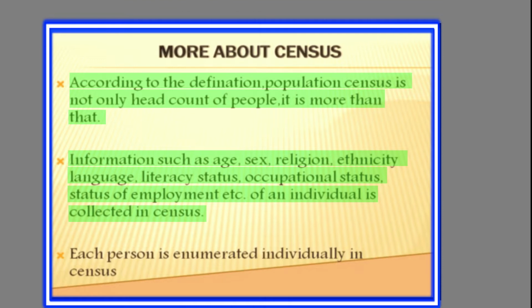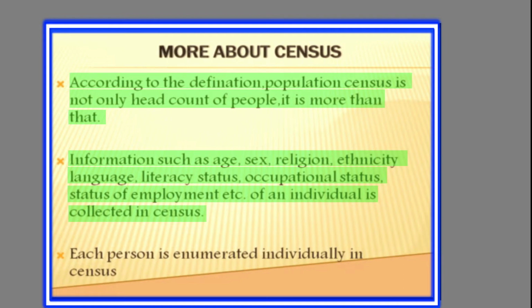Age means how old are you. Sex means what's your gender, male, female, or other. Religion means which religion do you follow. Ethnicity means which ethnic group do you belong in. Language means which language do you speak, what's your mother tongue. Literacy status means how much have you studied, are you literate or illiterate, or have you studied till primary level or secondary level.